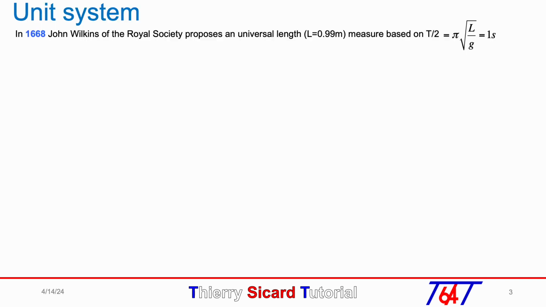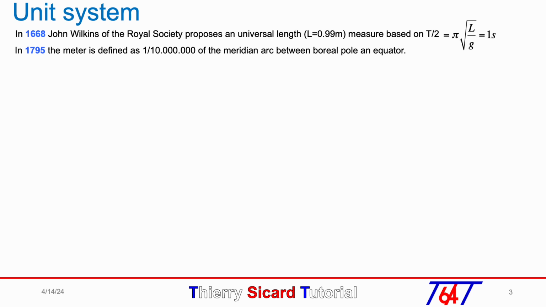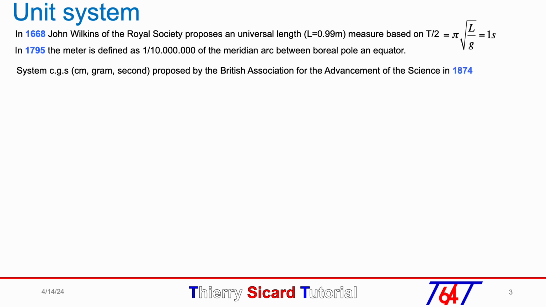In 1668, John Wilkins proposed a universal length based on the half period of 1 second of the pendulum of 0.99 meter length. In 1795, the meter is defined as 1 over 10 million of the distance between the boreal pole and the equator. The system CGS, centimeter, gram, and second, was proposed by the British Association for the Advancement of Science in 1874. The electrostatic unit system, EUS, is based on the CGS system.